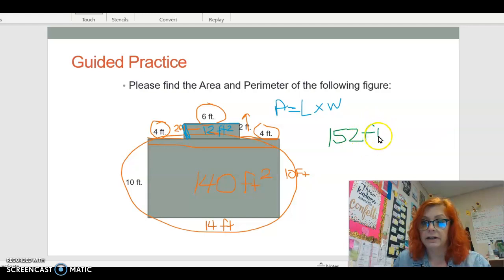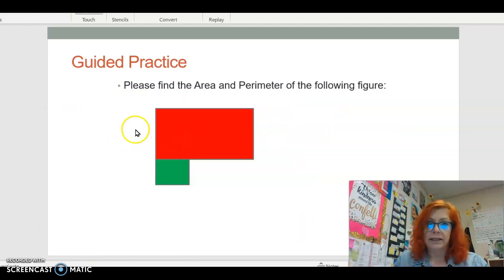So you have to kind of challenge yourself to be able to break down or decompose an irregular shape. So on these, I'm going to leave you some information, and then as a class, you're going to talk through it and see if you can find out the area.